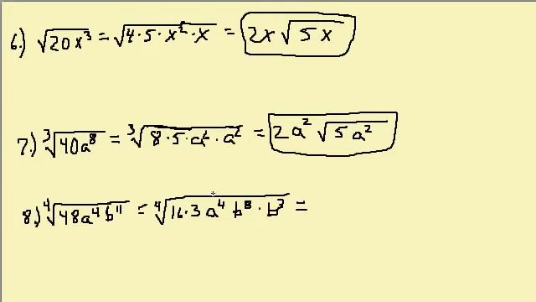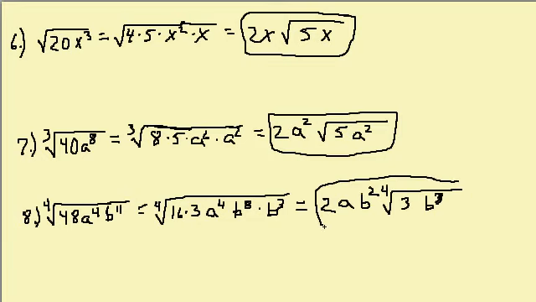So now I have the fourth root of 16 is 2. Fourth root of 3, 3 is not a perfect fourth root. 4 goes into 4 once, so that's a. 4 goes into 8 twice, so that's b squared. 4 does not go into 3 evenly, so the 3 and the b to the third stay under the radical. Okay, and that's the fourth root of all that. That's a 3 there. And there's my final answer.